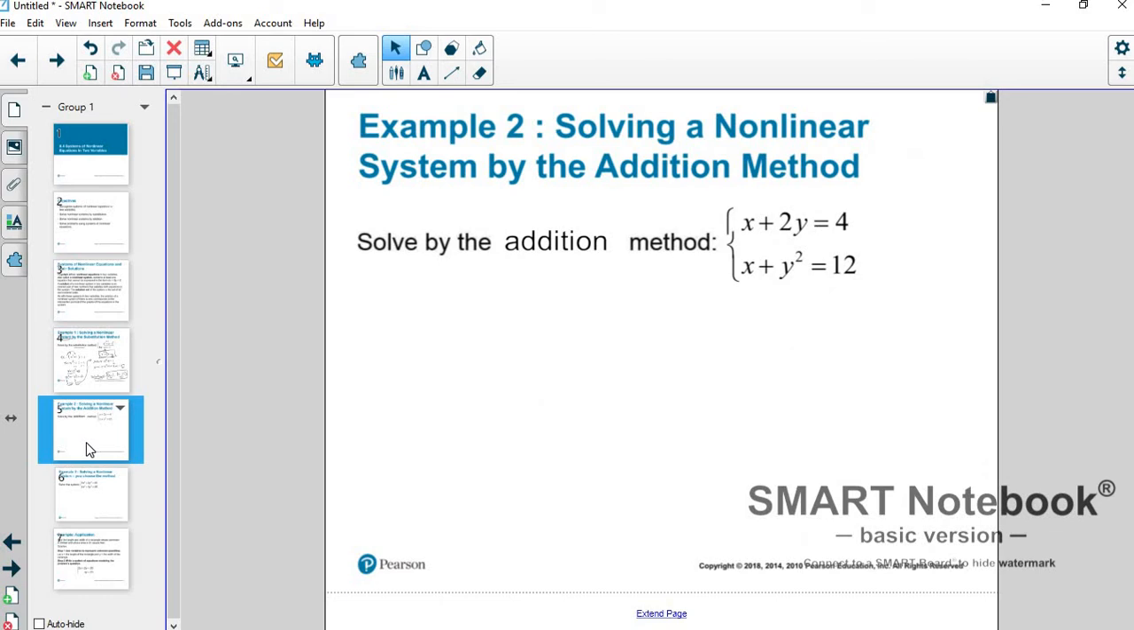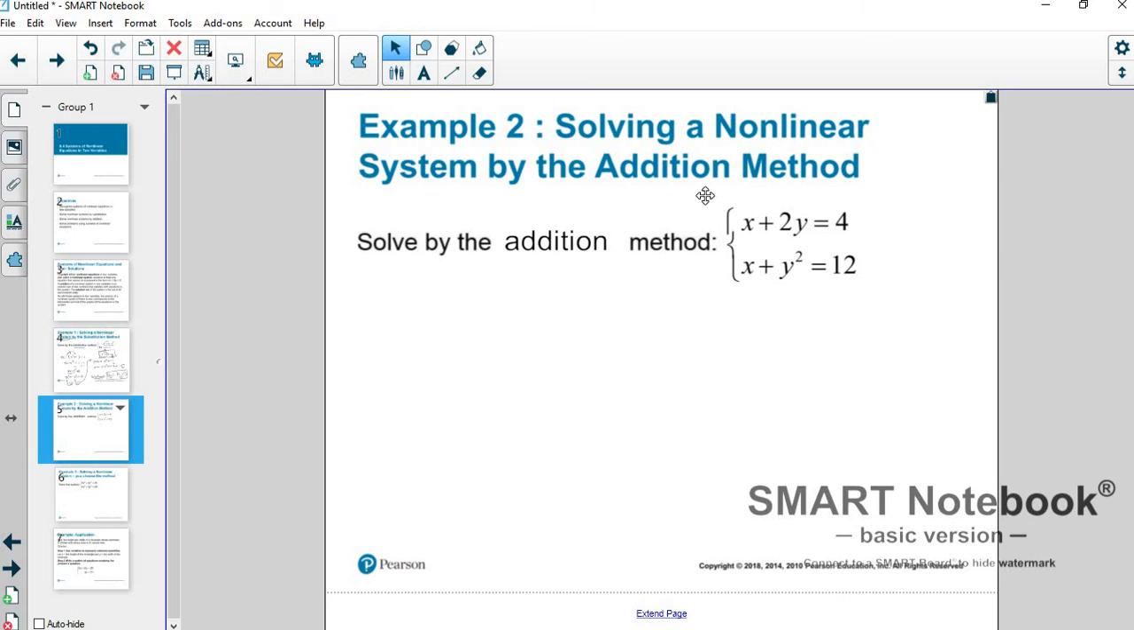So I want you guys to try this one. You know what the addition method is, or you should. And so I'd like you to try this one by the addition method. Pause the video now, and then we'll go over it when you're done.